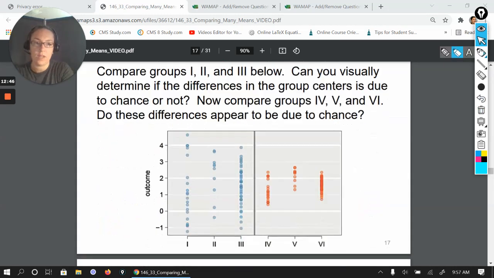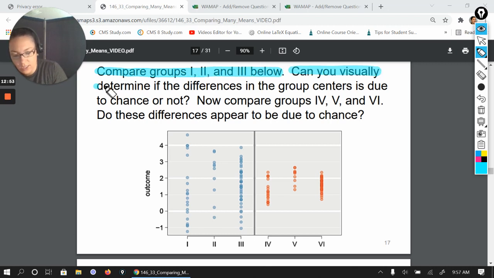Here's example 3. We are asked to compare groups 1, 2, and 3 below. Can you visually determine if the differences in the group centers is due to chance or not?